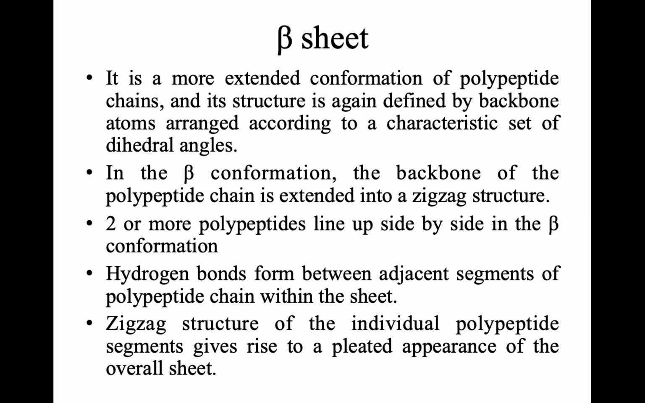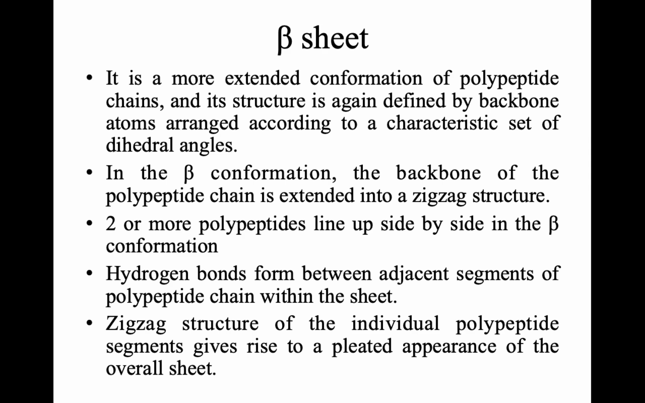The structure of the beta sheet is defined by the backbone atoms. Similar to the alpha helix, the beta sheet also has a characteristic set of dihedral angles. The backbone of the polypeptide chain in the beta sheet is extended in a zigzag appearance. In the beta sheet, two or more polypeptide chains line up side by side.